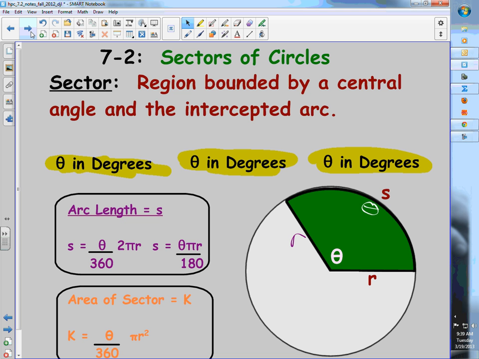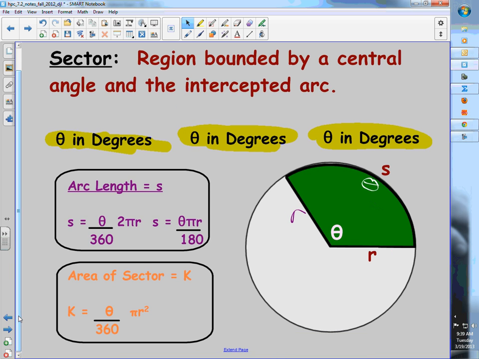And then a sector, remember a sector is like a piece of pizza or a piece of pie. It's bound by two radii and an included arc. Its sector area will be the fraction of the area of the circle. So theta over 360 pi r squared. Remember, you can only use those formulas when you're in degrees. These formulas are only for theta in degrees.